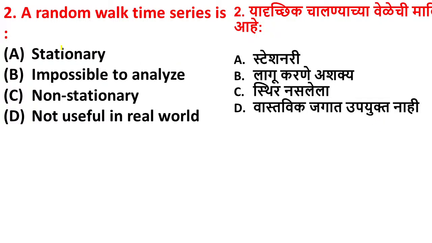Yes, the next question is, a random walk time series is option A stationary, option B impossible to analyze, option C non-stationary, option D not useful in real world. So here the right answer is, a random walk time series is non-stationary. So option C non-stationary is correct here.